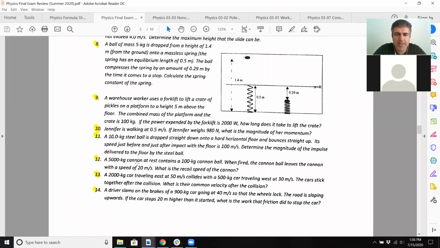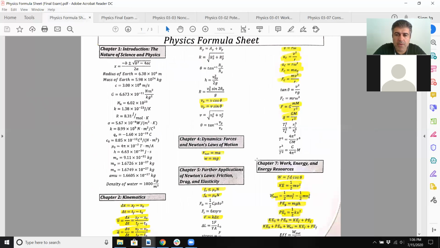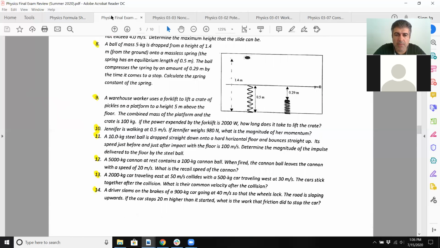Don't worry about it. Problem 9: a warehouse worker uses a forklift to lift the crate 5 meters, with a combined mass of the platform and crate given. Find the power, and how long does it take to lift the crate? Remember, power is actually going to be work over time. So we have that formula right here. You should be able to figure that out. I'm not going to work it out for you guys, I'll let you work through that one.